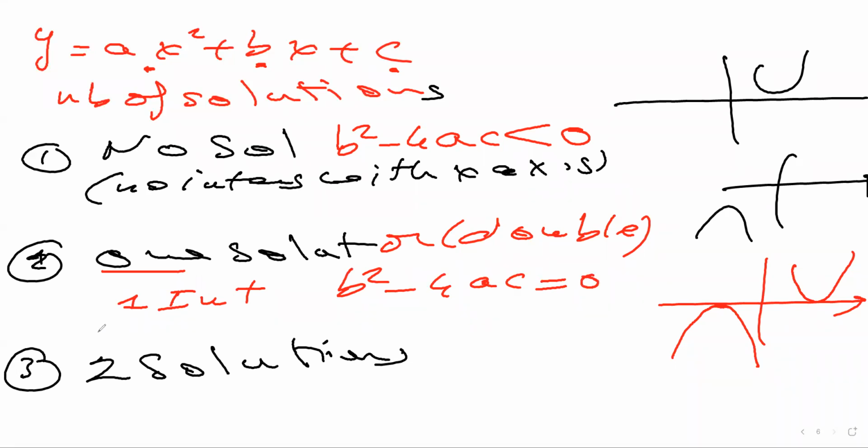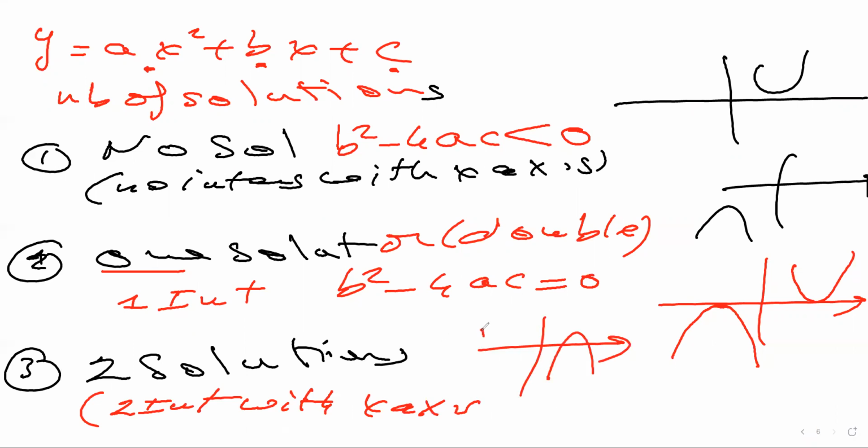Okay, guys? Clear? Don't worry. Okay, two solutions. It means I have two intersections, two intersections with the x-axis, not with the y-axis, with the x-axis. Okay? I have a graph like this one, for example, or like this one, for example. Then b squared minus 4ac is greater than 0.